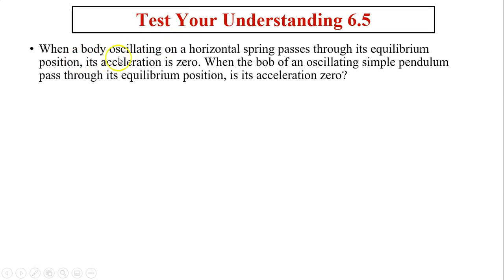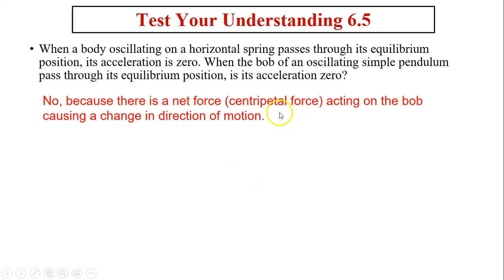Now, when a body oscillating on a horizontal spring passes through its equilibrium position, the acceleration is 0. When the bob of an oscillating simple pendulum passes through its equilibrium position, is its acceleration 0? And the answer is no. Why? Because at that point it's still moving, it's changing directions. There is a centripetal net force, which is a combination of tension and gravity. You'll have a net force going toward the center. So therefore, if net force is not 0, acceleration is not 0.